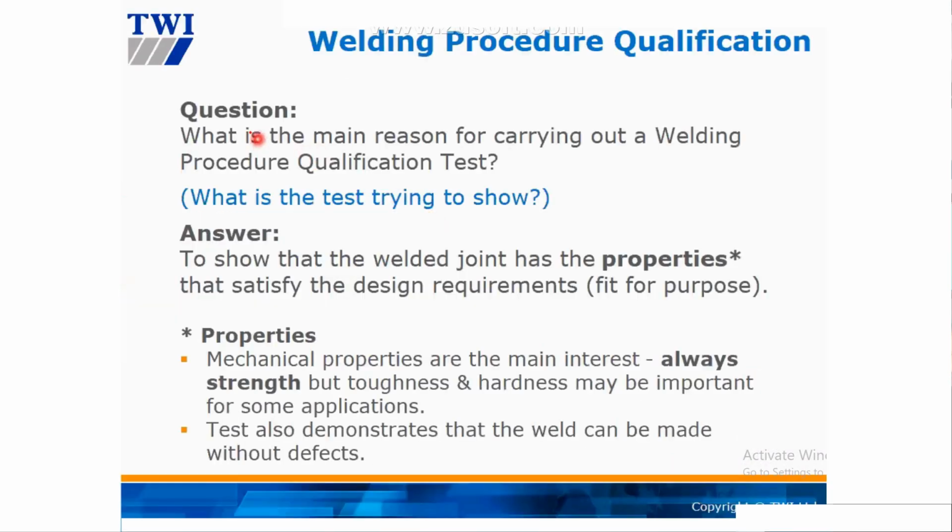All right, question: what is the main purpose or main reason for carrying out WQT? Sorry, welding procedure qualification test, WPS. Why do we need to have a pipe or plate and then get the skilled welder to weld? He said it is to show that the welded joint has properties. In this case, properties, they say strength. Strength here is UTS. But toughness and hardness may be important for some applications. And also to demonstrate that the weld can be made without defects. That's the only purpose, all right?